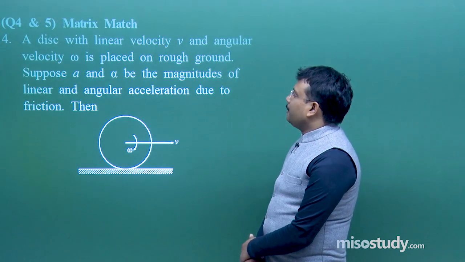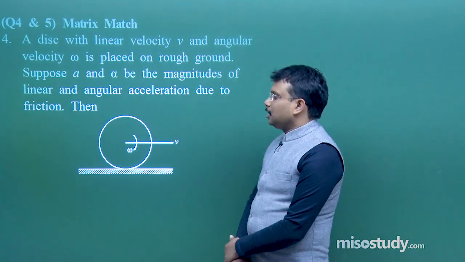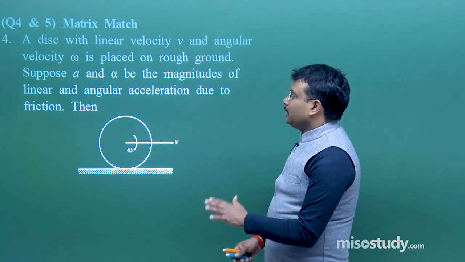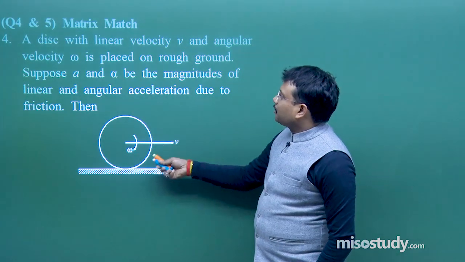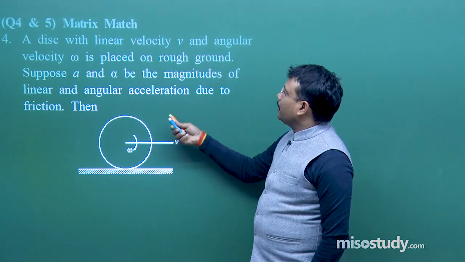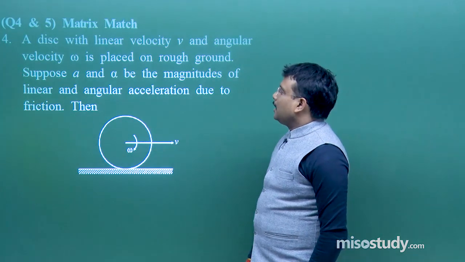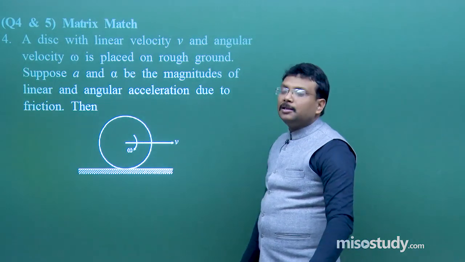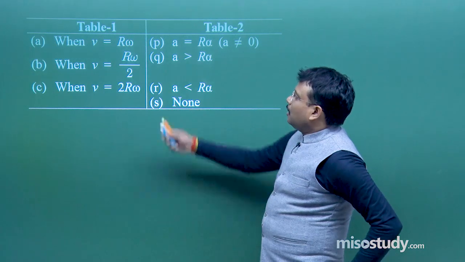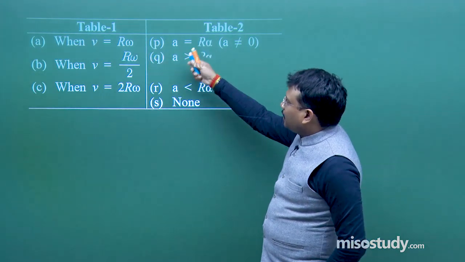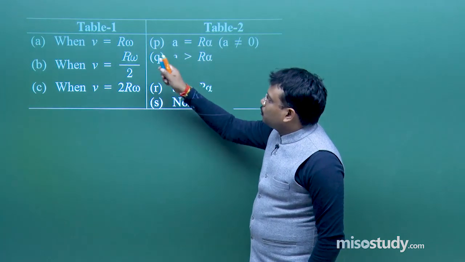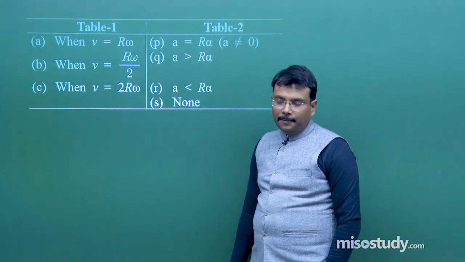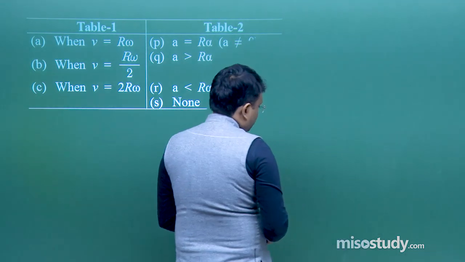Suppose A and alpha be the magnitude of linear and angular acceleration due to friction. Then let us try to understand the problem once again. Disk with linear velocity v, angular velocity omega is placed on rough ground. A and alpha, magnitude of linear and angular acceleration due to friction. Then you have to find the correct statement for 1, 2, 3 statements of table 1 with 4 statements of table 2. Got the idea? So let us try to find the solution one by one.